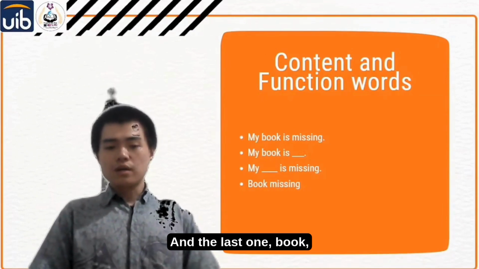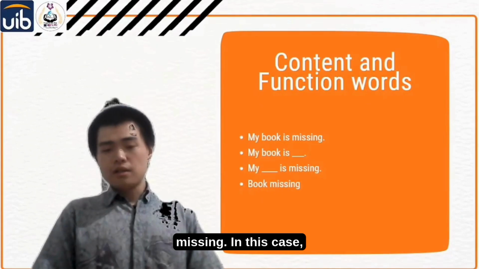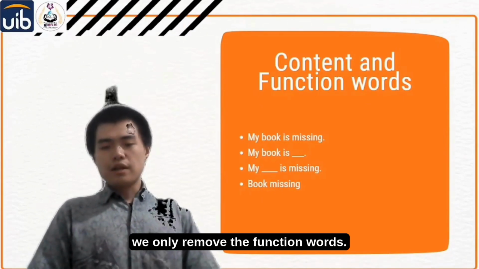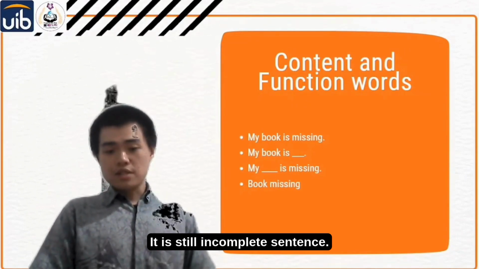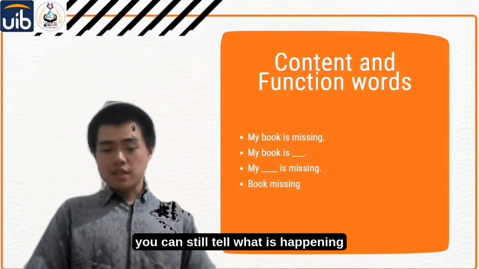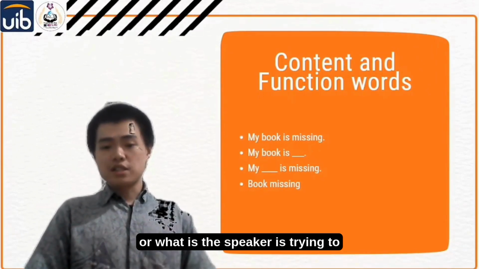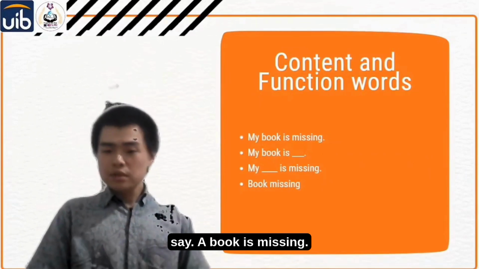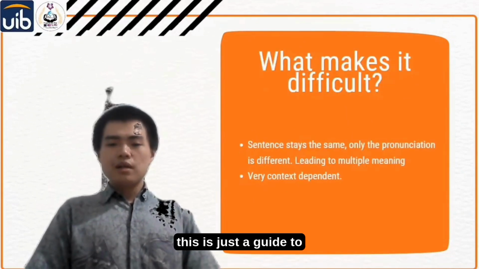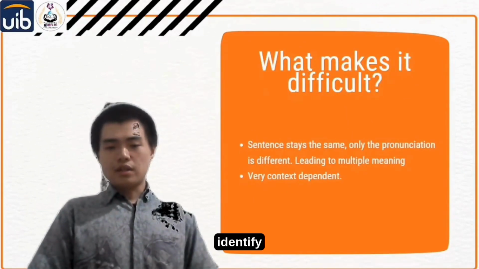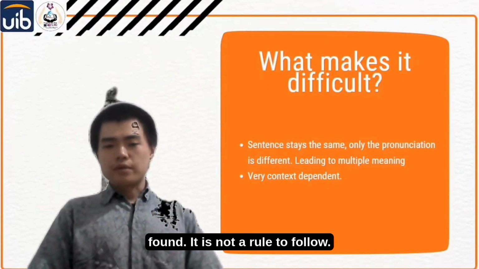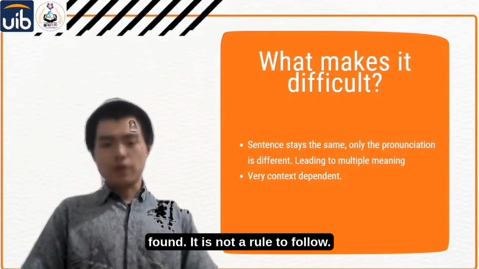And the last one, book, missing. In this case, we only remove the function words. It is still an incomplete sentence, but in a way, you can still tell what is happening or what the speaker is trying to say. A book is missing. And remember, this is just a guide to identify stressed sentence that you have found. It is not a rule to follow.